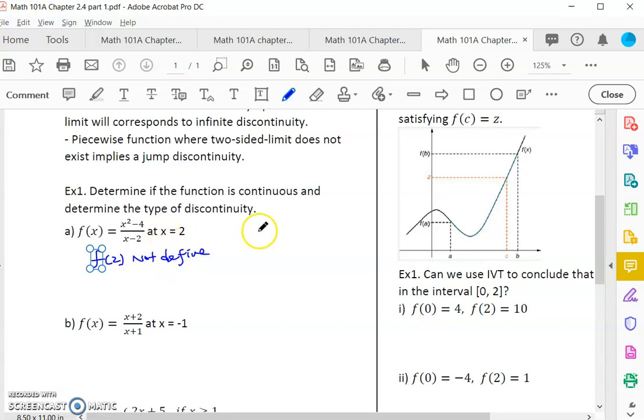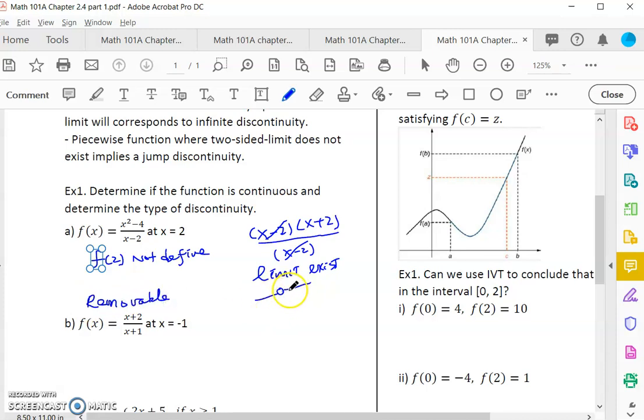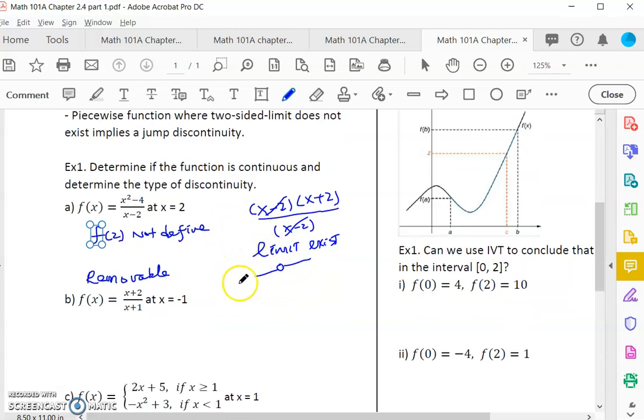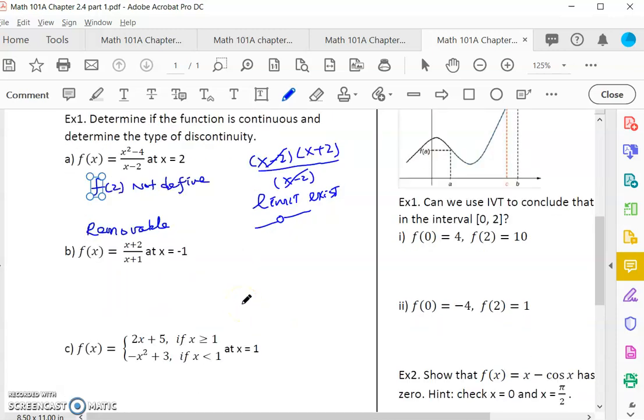Not in the domain. But if I factor the top, x plus 2 times x minus 2, this can be cancelled so that the limit exists. If I plug in 2, my limit exists. Limit exists means they agree from both sides. It's just that here in the middle it's not defined. So this type of discontinuity is removable. The limit exists, which means they go to the same place, and they don't go to infinity. Then it's a removable discontinuity.